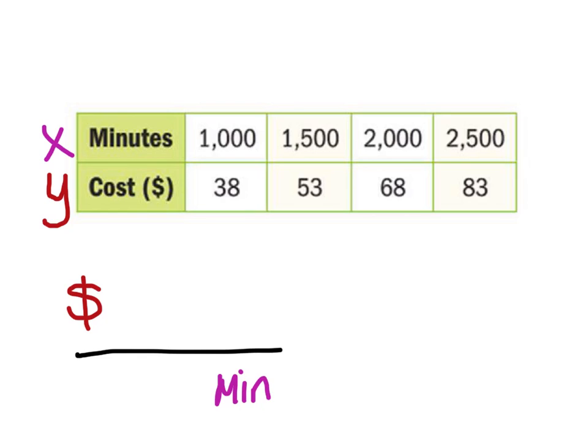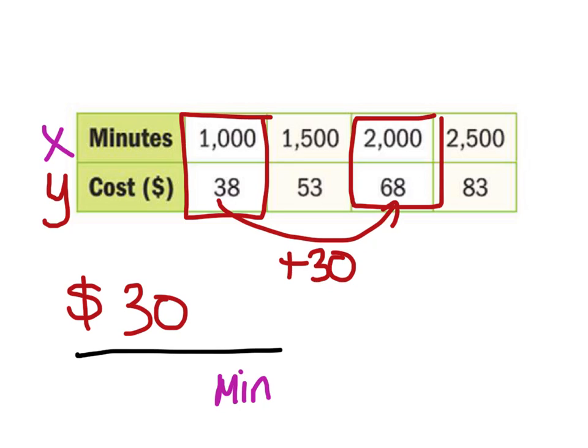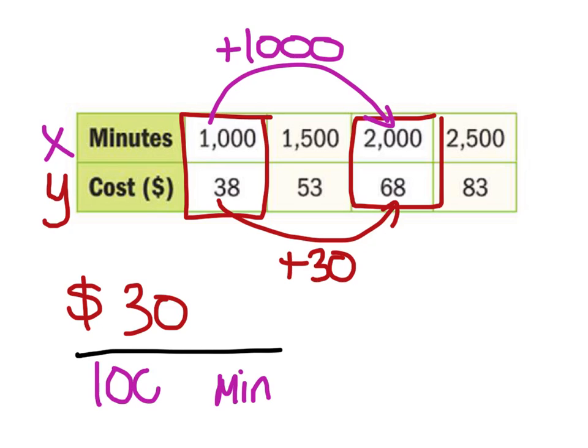So which two do you guys want to use? 38 and 68. All right, we can use this one, and what else? 1,000. Sure. All right, so from 38 to 68, it increased by 30. So $30, and an increase in minutes was 1,000. Now, sometimes you'll have a decrease. If it does decrease, it's just negative, right? So it increased by 1,000 minutes.